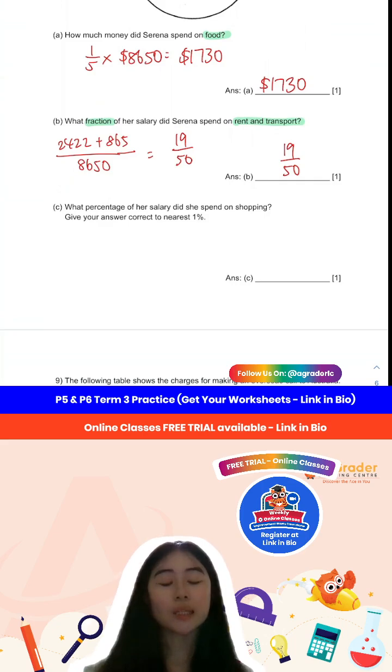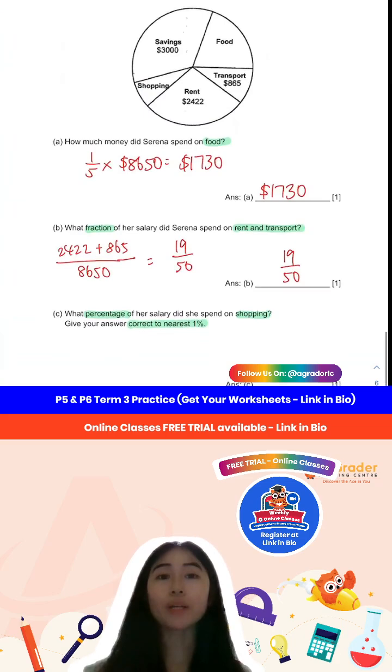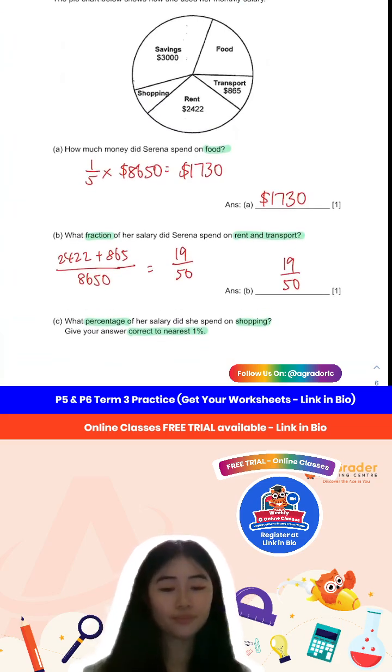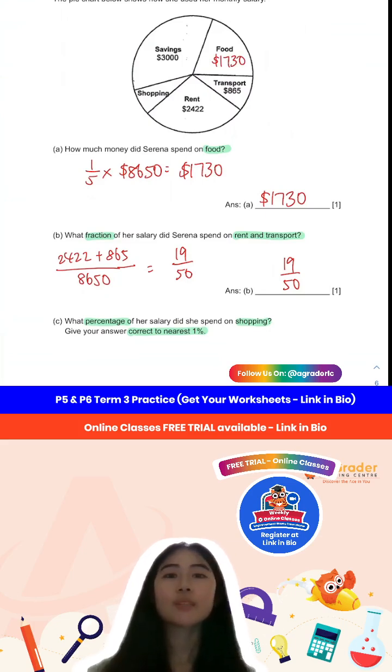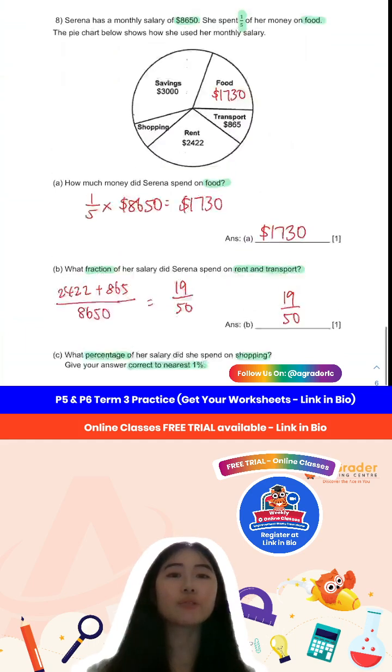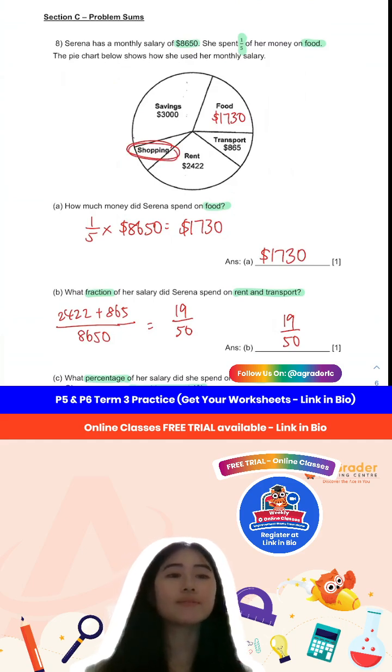Okay, so let's look at part C. What percentage of her salary did she spend on shopping? Give your answer correct to the nearest 1%. If you look at the pie chart, you actually don't know how much she spent on shopping yet. You have to calculate that first. Some of you cannot see the diagram, so I have shifted it so that you can see it.